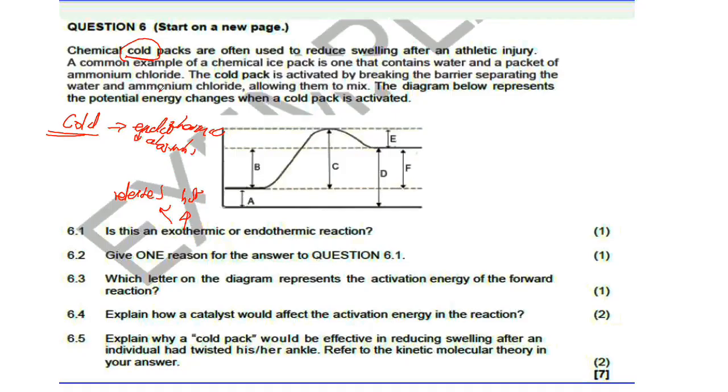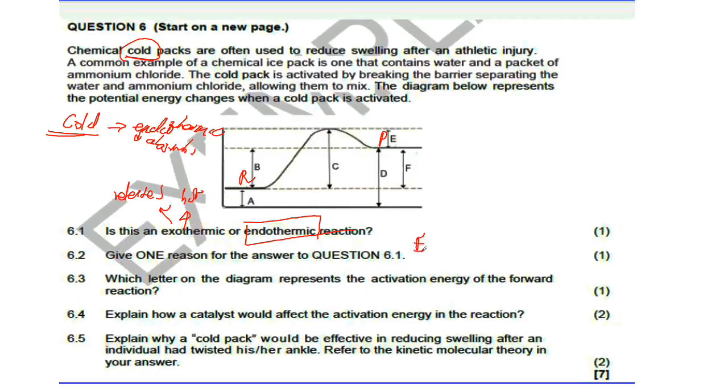So from just reading the statement, we can get the idea of what type of reaction this is. But also looking at the diagram here, we can see the energy of the products. If we say these are the products and these are the reactants, we know that we always start with the reactants and then produce the product. Looking at the energy of the product, we can say that the energy of the product is greater than the energy of the reactants, which also suggests to us that this is an endothermic reaction, right? So we will say this is an endothermic reaction. Then 6.2 says, give one reason for the answer to question 6.1. It is as simple as that.